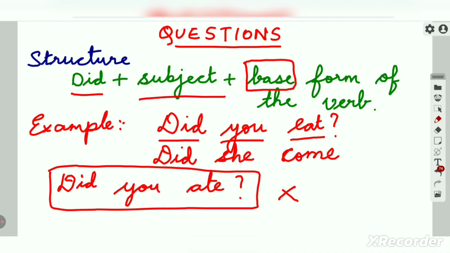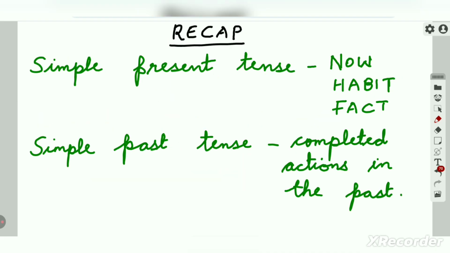So simple present tense talks about actions that are happening now, habits and facts, and simple past tense is about completed actions in the past. I hope the simple past tense is clear now.